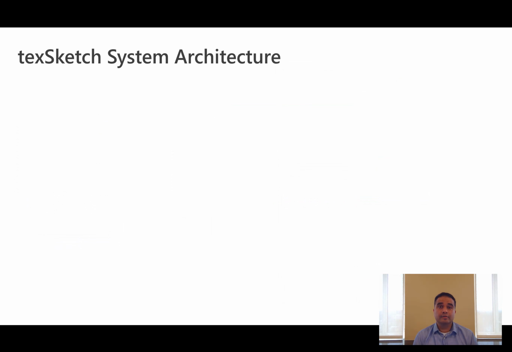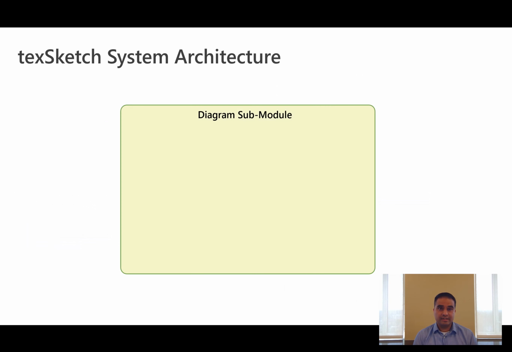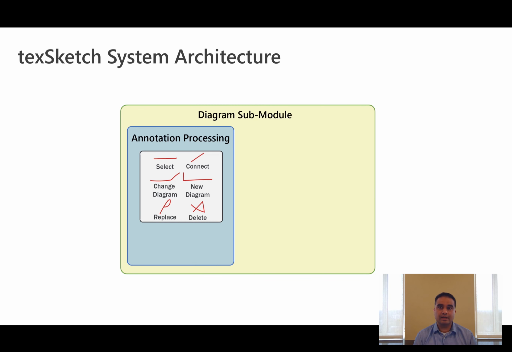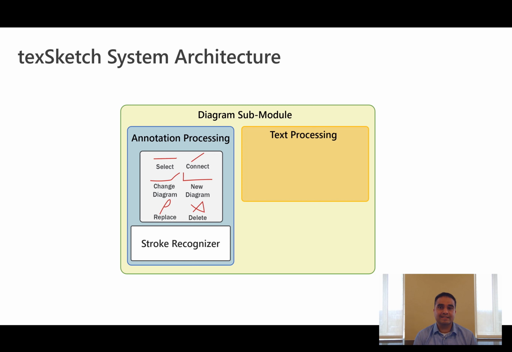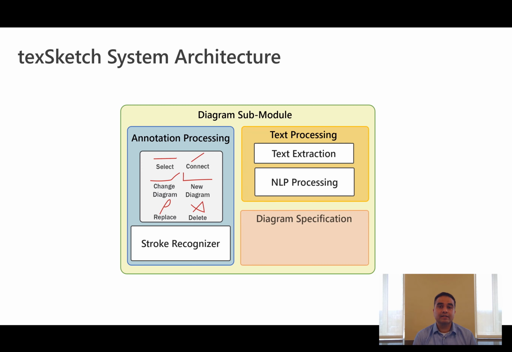To briefly go over the architecture, each diagram type in texSketch consists of three main modules. The first is the Annotation Processing module, which consists of a dictionary of mappings between annotations and diagram functions. It also includes a stroke recognizer to identify the pen annotation. The second module is the Text Processing module, which includes functionality for text extraction and NLP processing. The third is the Diagram Specification module, which generates SVG code for what the diagram output should look like.